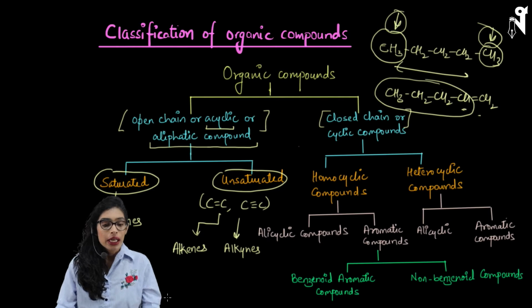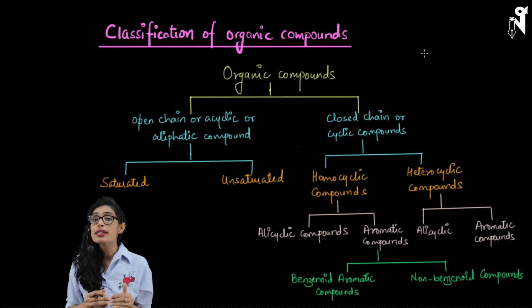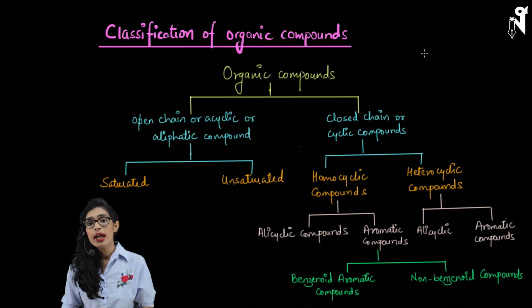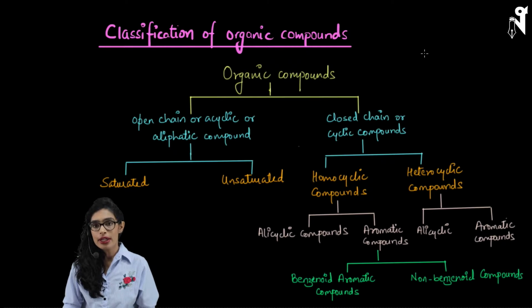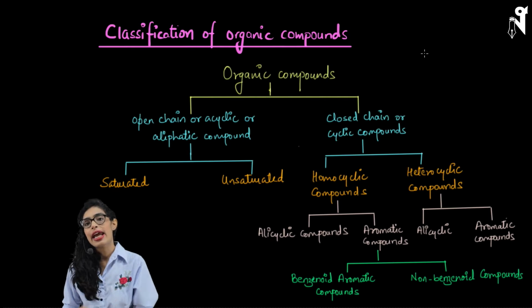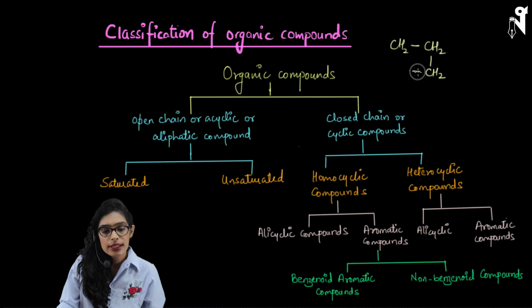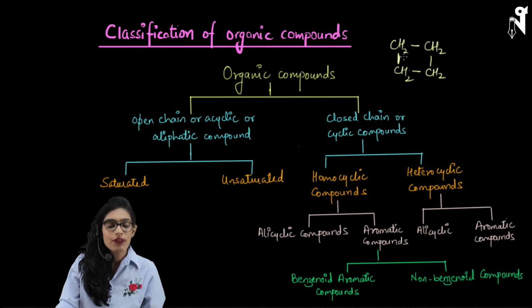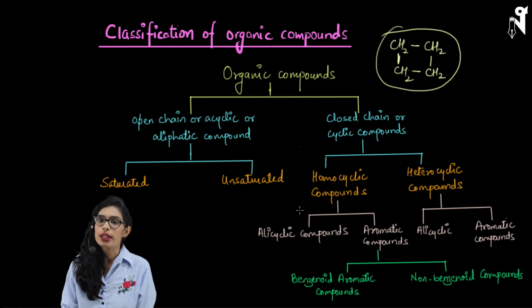The next type of compounds, which you have not studied in grade 10, are closed chain compounds. Closed chain compounds means there are no ends. Basically, all the carbons have been linked in such a way that the chain becomes cyclic. It becomes a closed chain and doesn't have any end. For example, a circle or a square doesn't have any ends. Similarly, if I connect my carbons like this, CH2 single bond CH2 single bond CH2 single bond CH2, we can see there is no starting end and no terminating end. Such compounds are called closed chain compounds.